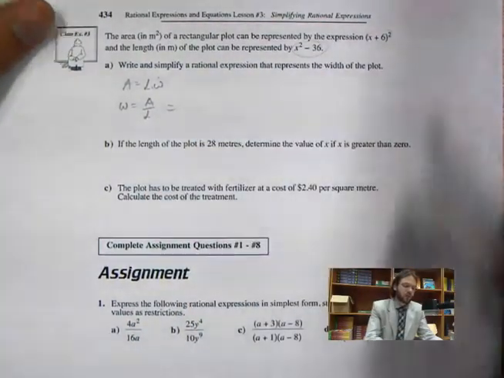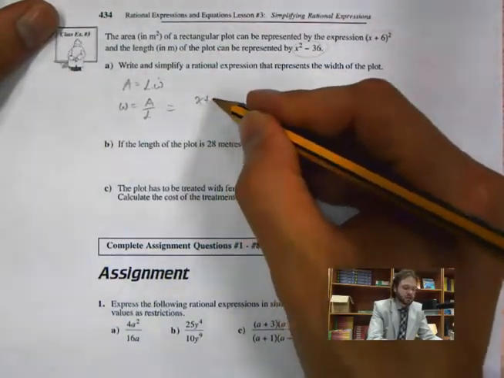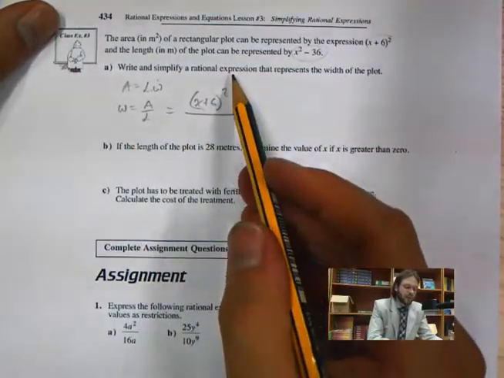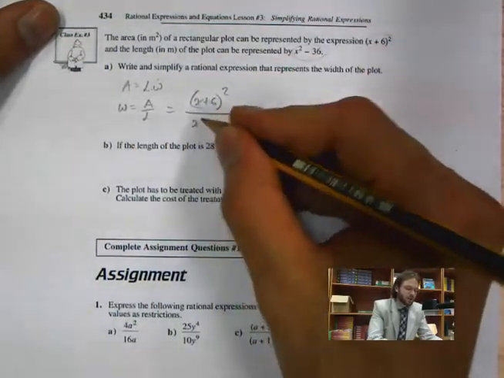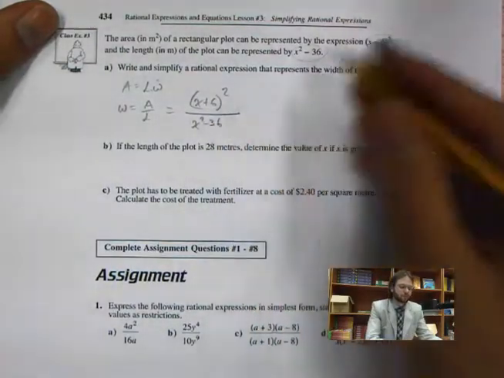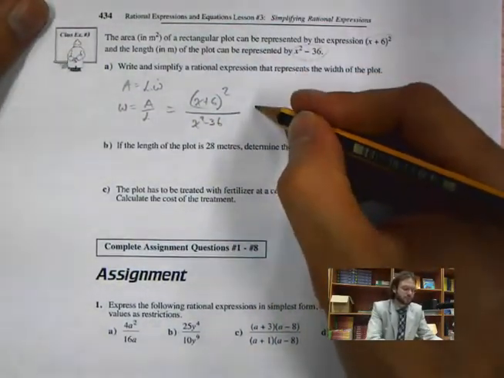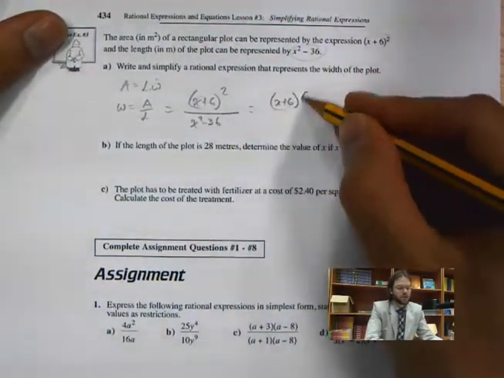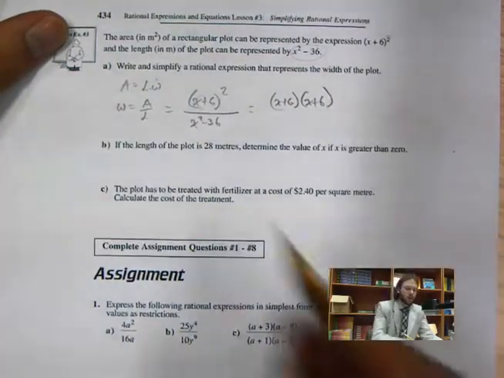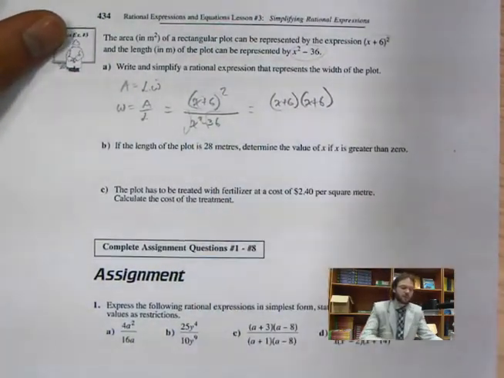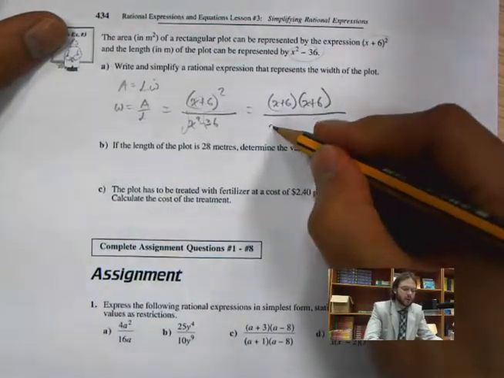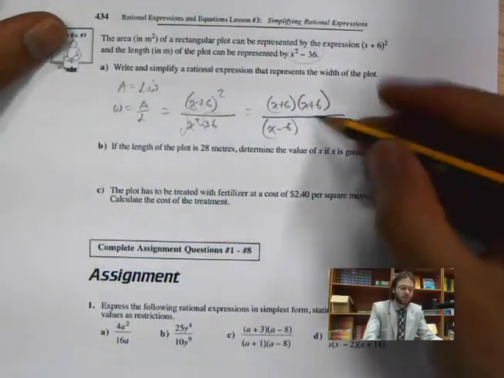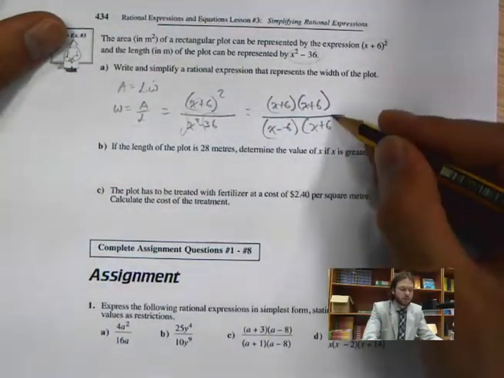So in this case, what is my area? My area is x plus 6 squared. And what is my length? My length is x squared minus 36. Okay? So let's continue this. Now this expanded is x plus 6 multiplied by x plus 6. And the bottom, we actually have a difference of squares here. So that's all over x minus 6 times x plus 6, because the square root of 36 is 6, and the square root of x squared is x.